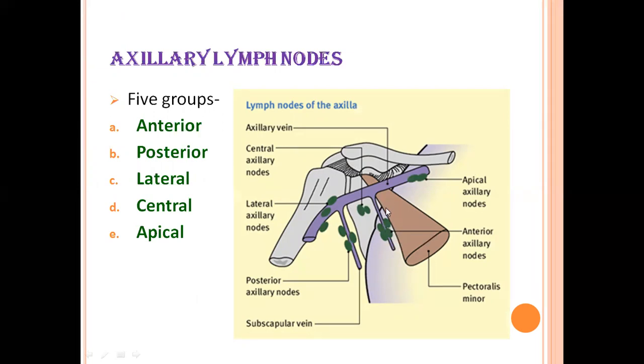Do you remember the name of the artery which accompanies the lower border of the pectoralis minor? Lateral thoracic artery. Correspondingly, this in blue color is the lateral thoracic vein. The lymph nodes which accompany the lateral thoracic vein come under the anterior group. If you remember the subscapular artery, correspondingly we have the subscapular vein, and corresponding to that we have the posterior axillary group of lymph nodes, isn't it? So this is all the axillary vein. Then here you have the lateral axillary group of lymph nodes. In between the anterior and posterior, you have the central group of lymph nodes.